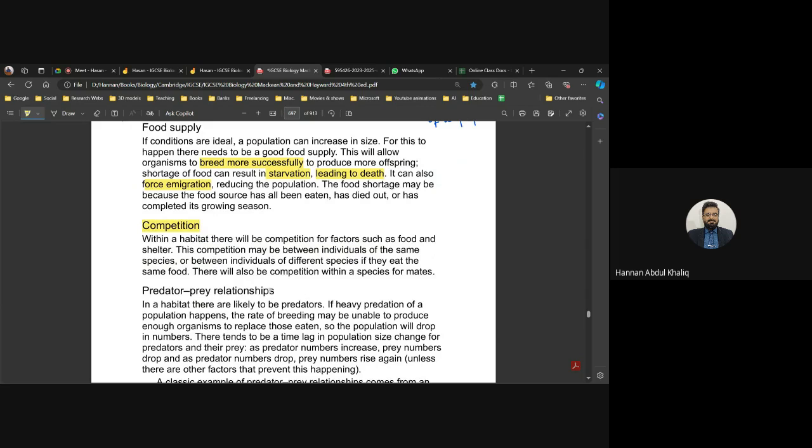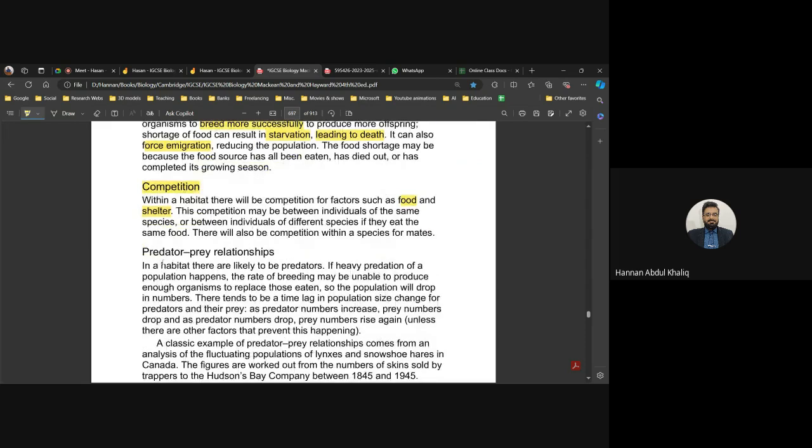Competition, obviously: they would compete for females, they would compete for food, they would compete for shelter. These are different kinds of competitions. Okay. Next is the predator-prey relationship.